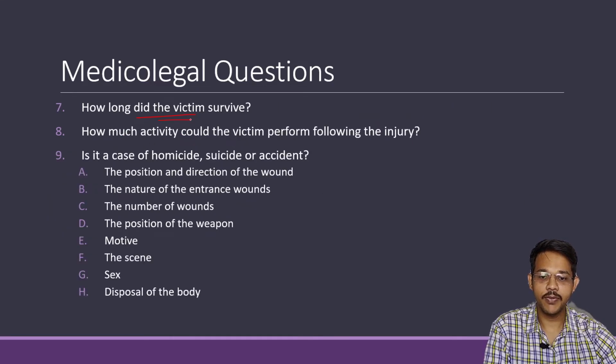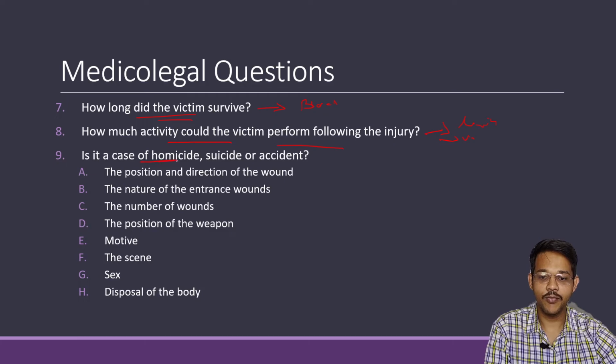Then, how long did the victim survive? With a firearm, sometimes the person may not die immediately and may survive for some time. If the person moved, blood stains will be present at the scene of crime, showing how long he survived. Then, how much activity could the victim perform following the injury? This can be determined by where the firearm wound was present. If the wound is near the limbs, the person may be able to move a few centimeters or a few meters. If it is near any vital organs, the person may die immediately.